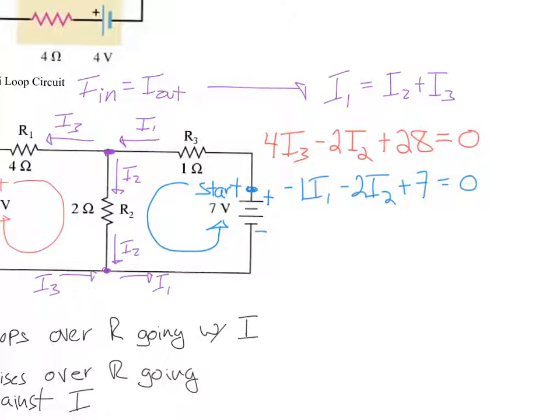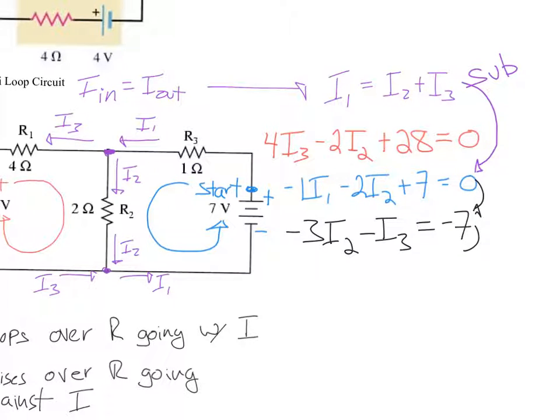and the very first thing that I'm going to do is take our first equation and I'm going to substitute it and rearrange a little bit, and when doing so I will get minus 3 I2 minus I3 equals negative 7. That came from the substitution. And then I'm going to take that and multiply by 4.